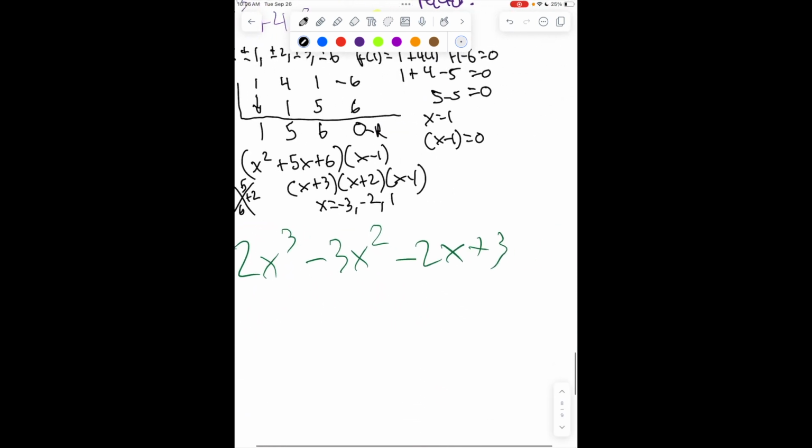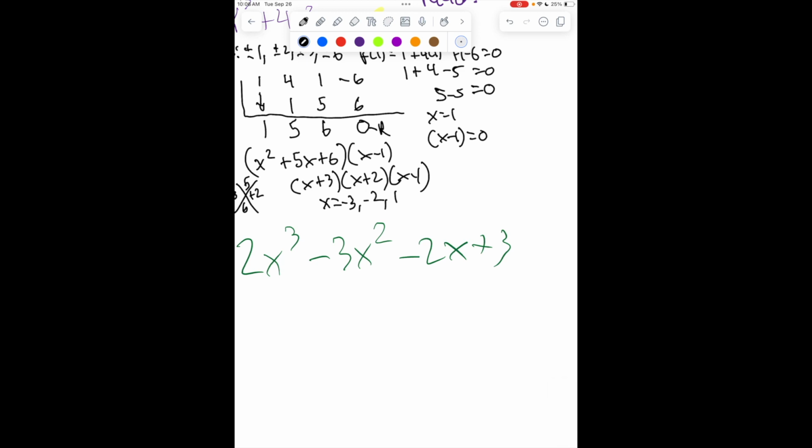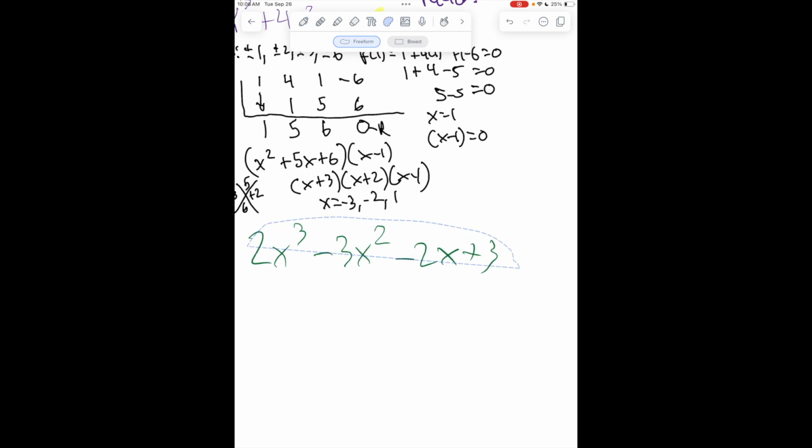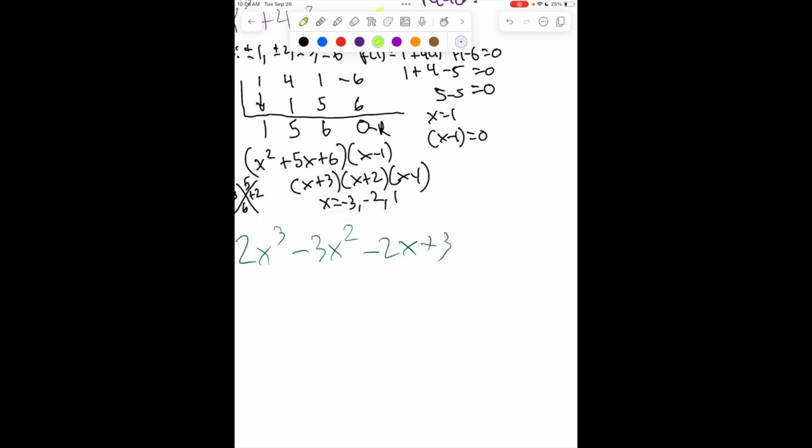Last example here. 2x to the third minus 3x squared minus 2x plus 3. Again, figure out what are your factors. What are your factors of 3? Really, my only factors of 3 are 1 and 3. So again, I like to always try, if you can, try +1. So plugging in 1, 1 to the third minus 3 times 1 squared minus 2 times 1 plus 3. Does it equal 0?